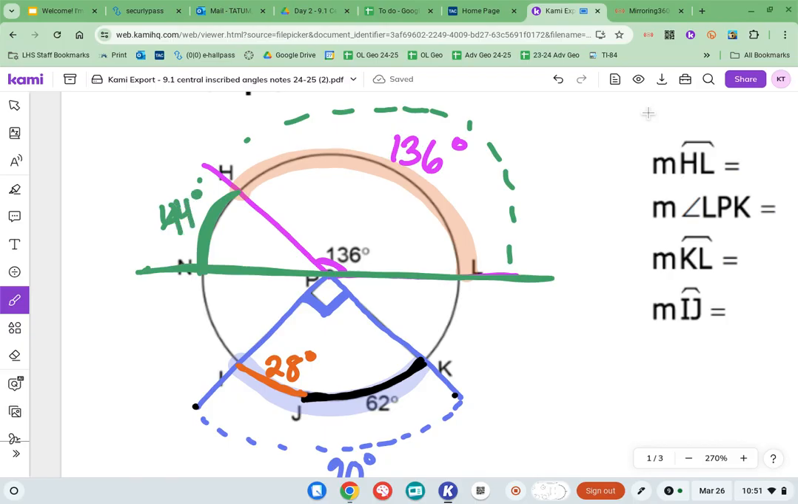Which means this angle down here, this is a central angle because its vertex is on the center of the circle. If the arc was 44 degrees, that central angle is also 44 degrees.